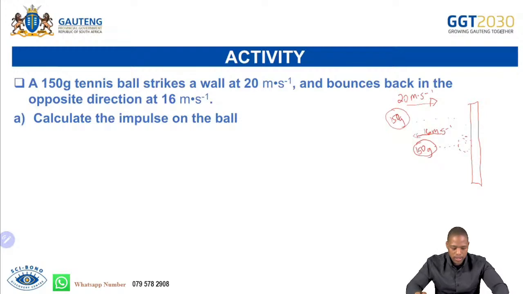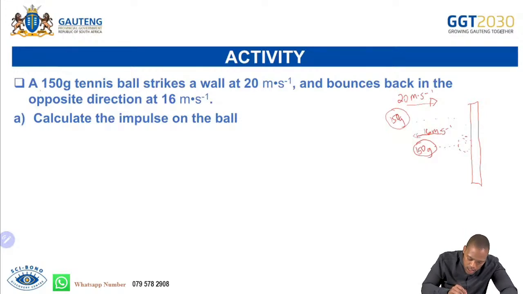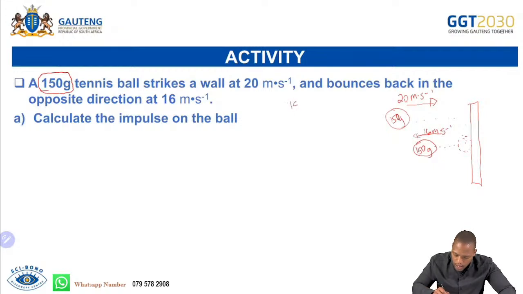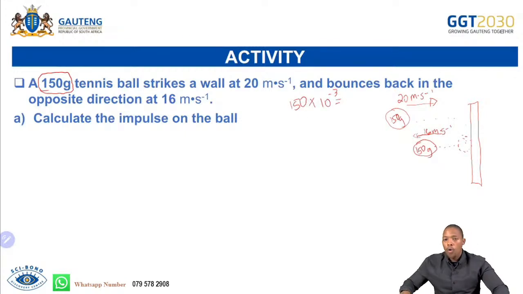So what's the first thing that I notice? Well, I should notice that this is given in terms of grams, and my SI unit for mass is kilograms. So the first thing that I must be thinking to myself is that I must convert this mass from grams to kilograms by doing 150 times 10 to the power of negative 3, or for some of you, 150 divided by 1,000. Whichever one you use, it's fine. You are going to get that your mass is 0.15 kilograms.